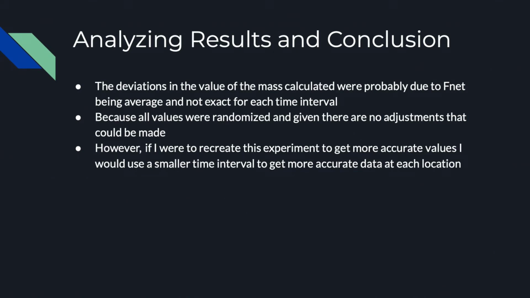Analyzing results and conclusion. The deviations in the value of the mass calculated were probably due to Fnet being average and not exact for each time interval. Because all values were randomized and given, there are no adjustments that could be made. However, if I were to recreate this experiment to get more accurate values, I would use a smaller time interval to get more accurate data at each location.